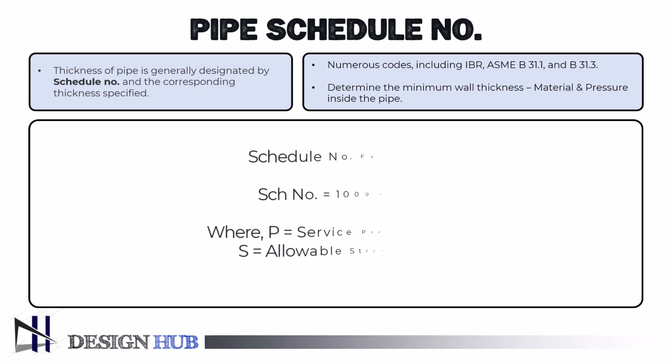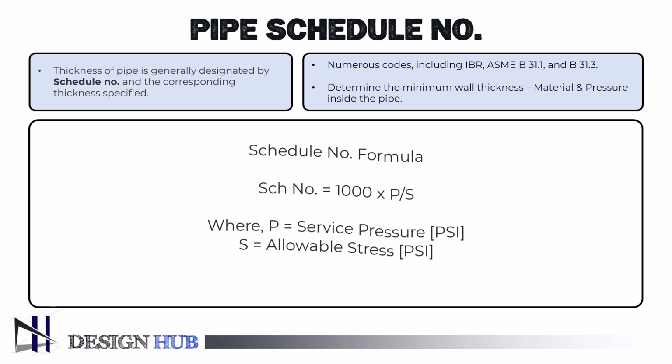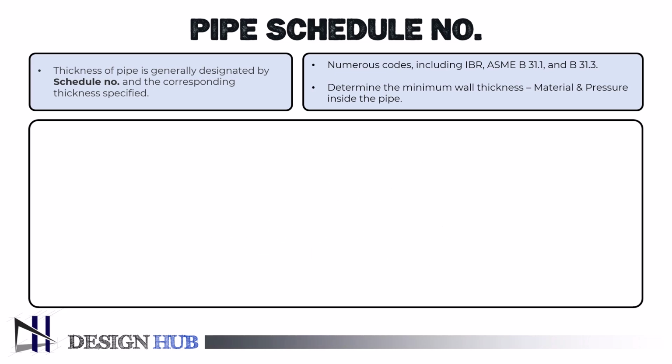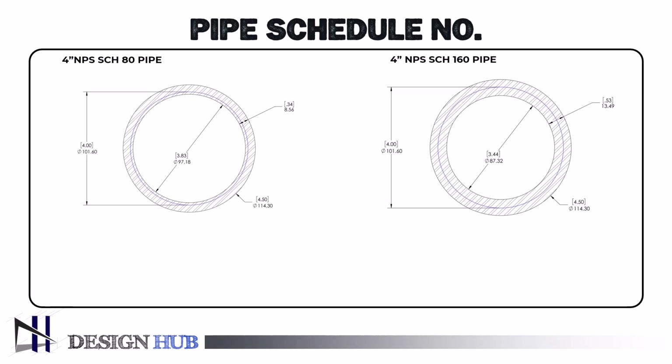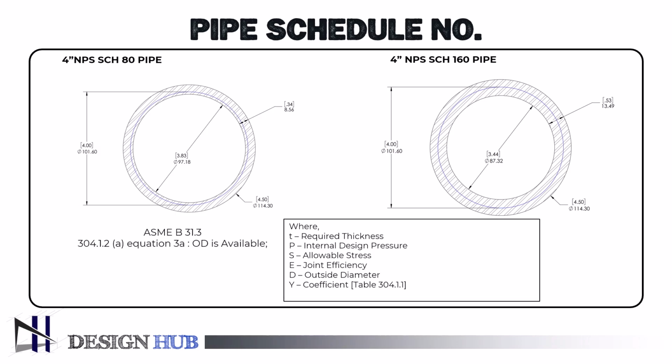Let's see the schedule number formula, where the service pressure is in psi. Also, the allowable stress is in psi. For example, we have two pipes of the same size and different schedule. That is a 4-inch NPS schedule 80 pipe and a 4-inch NPS schedule 160 pipe. Different pipe system codes specify varying thicknesses for various applications and uses. Numerous codes, including IBR, ASME B31.1, and B31.3, include formulas to determine the minimum wall thickness permitted based on the material and pressure inside the pipe.